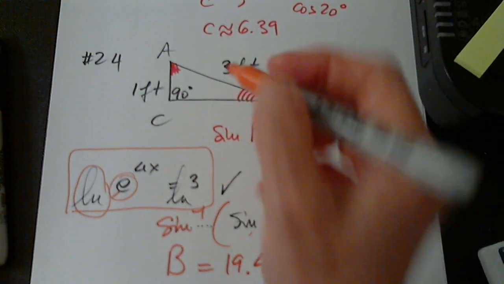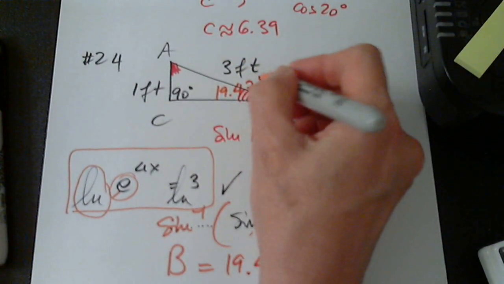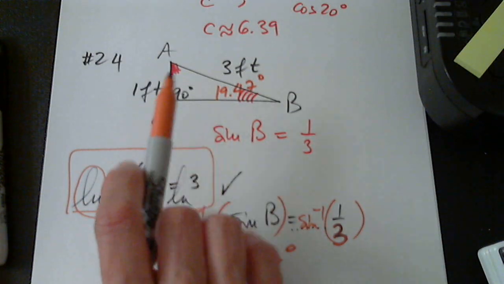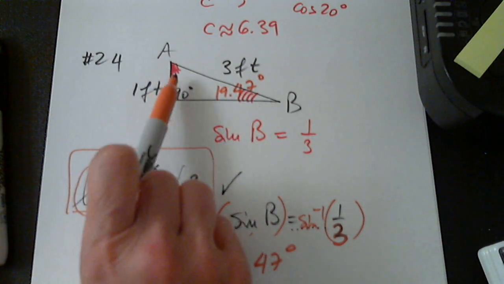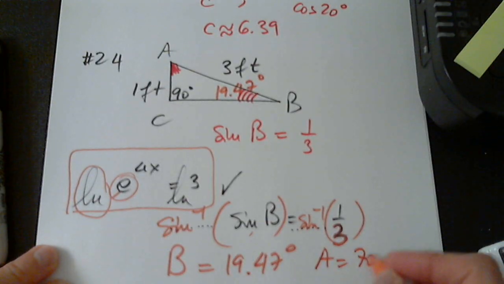Good. So if this is 19.47 degrees, I will subtract this from 90 degrees to determine A. So then I do this. I'll say 90 minus the previous answer, 70.53. So angle A is 70.53 degrees.